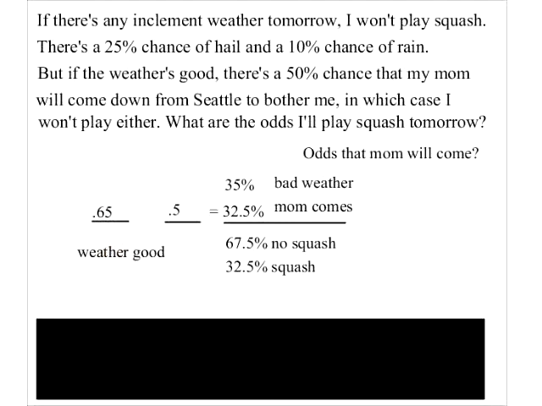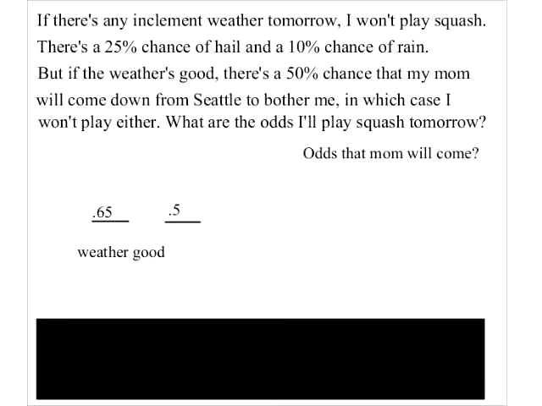So basically, let's think about it this way. There's really only one way for squash to get played. Two things have to happen. The weather has to be good, and the mom has to not come down, right? I need both of those things to happen if I'm going to play squash, so it becomes an and question. I need both of them to happen, and that equals 32.5%. That would be the simplest way to look at it.